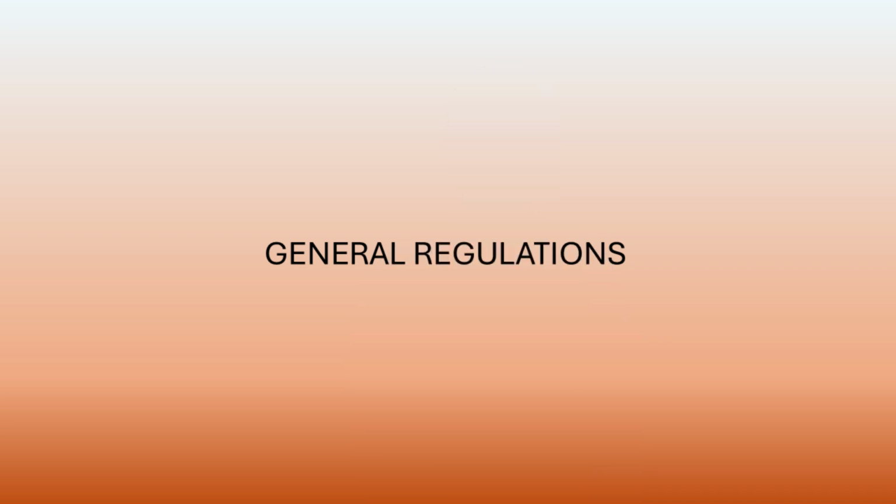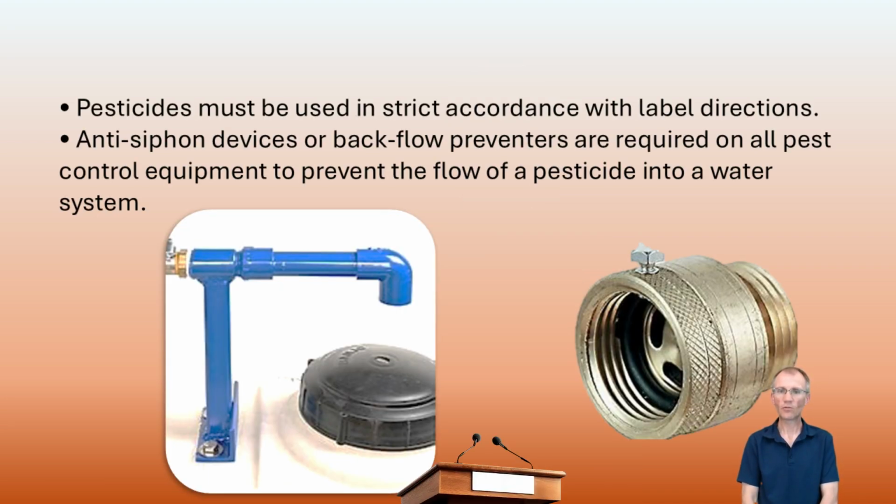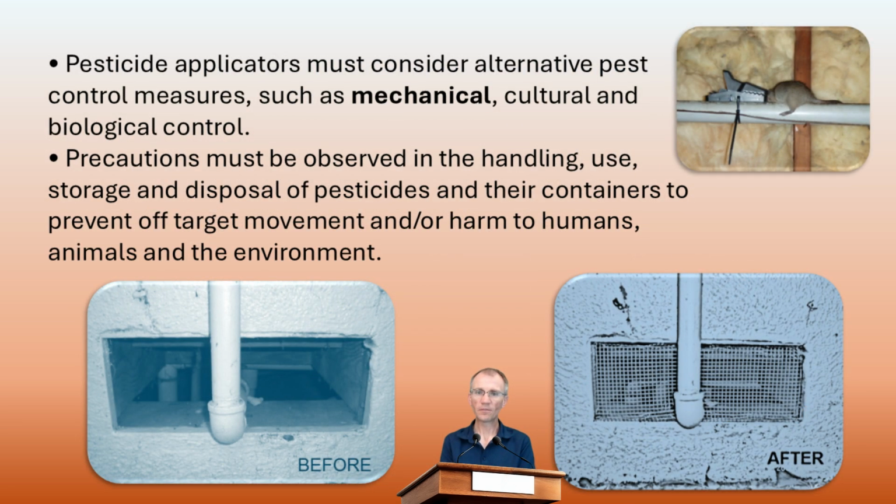Next, we'll talk about general regulations. Pesticides must be used in strict accordance with label directions. Anti-siphon devices or backflow preventers are required on all pest control equipment to prevent the flow of a pesticide into a water system. Pesticide applicators must consider alternative pest control measures such as mechanical, cultural, and biological control. Precautions must be observed in the handling, use, storage, and disposal of pesticides and their containers to prevent off-target movement and/or harm to humans, animals, and the environment.